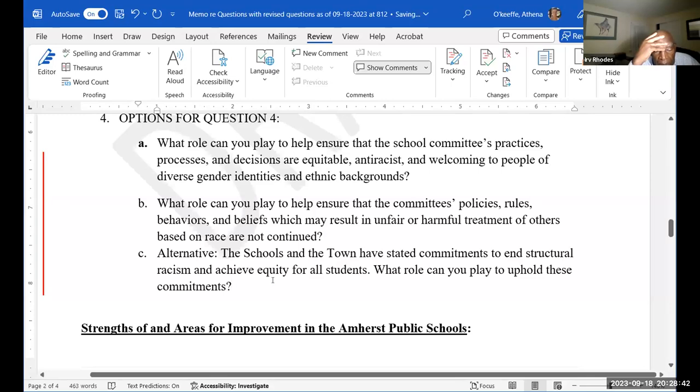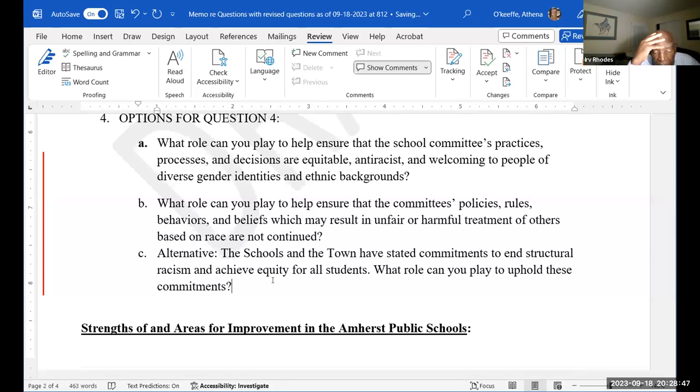Yes, I would like for everyone, not only those who are on the school committee, but also those who are members of town council to go back and review the DEI statements for the town, and also those statements that the council has made in relationship to racism and structural racism, to inform yourselves about the very things that we're talking about right now. The school committee and the schools have made similar statements.